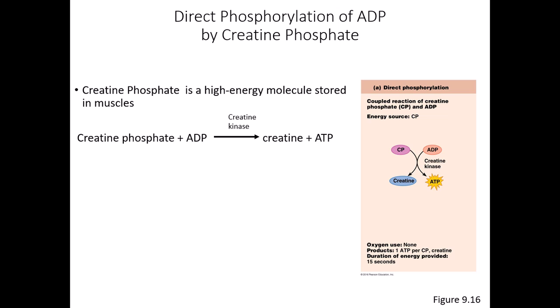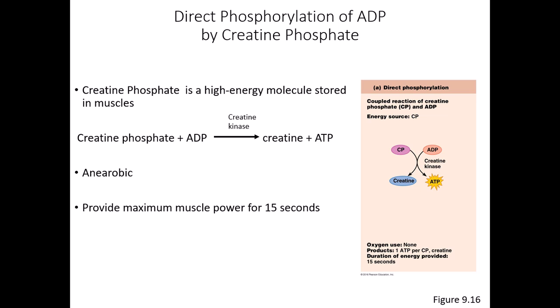So creatine phosphate and ADP will yield creatine and ATP, because ADP, adenosine diphosphate, plus one more phosphate gives us adenosine triphosphate. And this does not require the presence of oxygen. You don't see that anywhere in the equation. So it is an anaerobic process. And this direct phosphorylation provides maximum muscle power, but only for about 15 seconds.